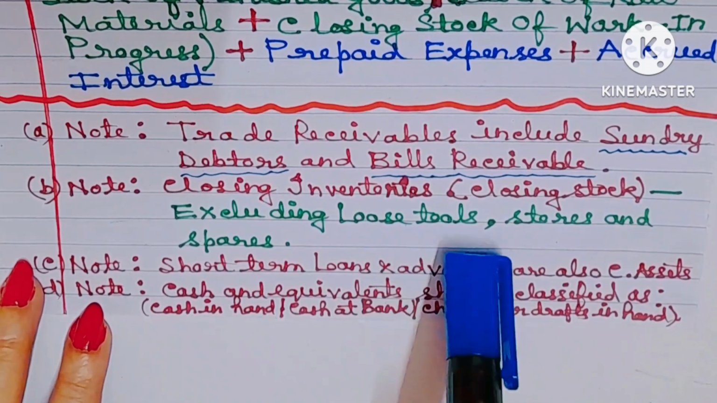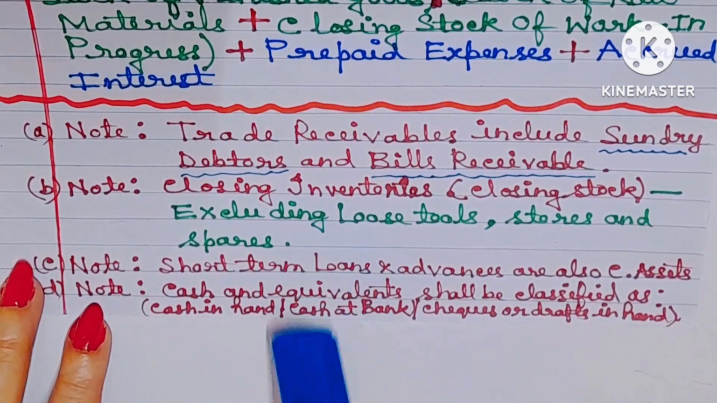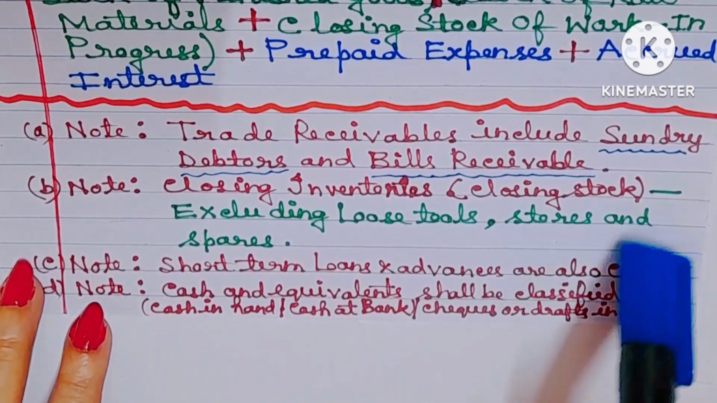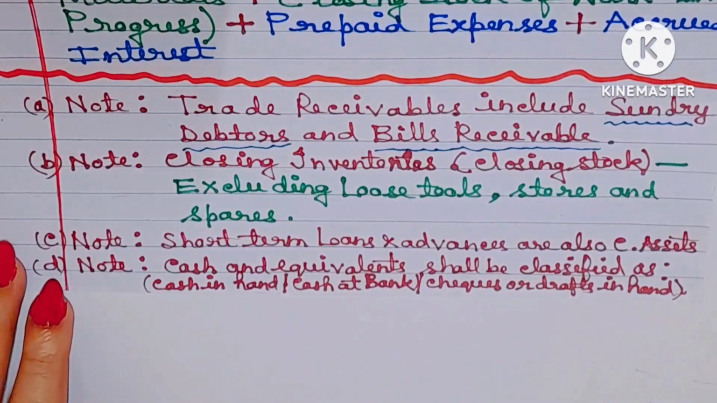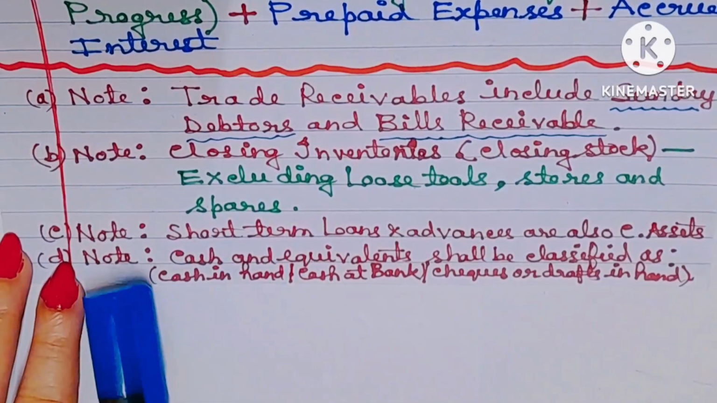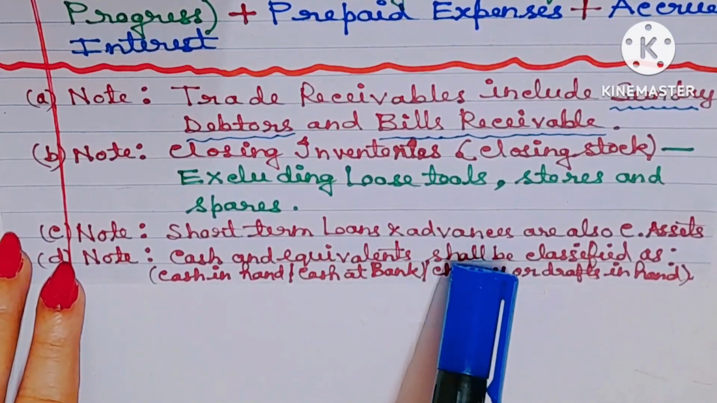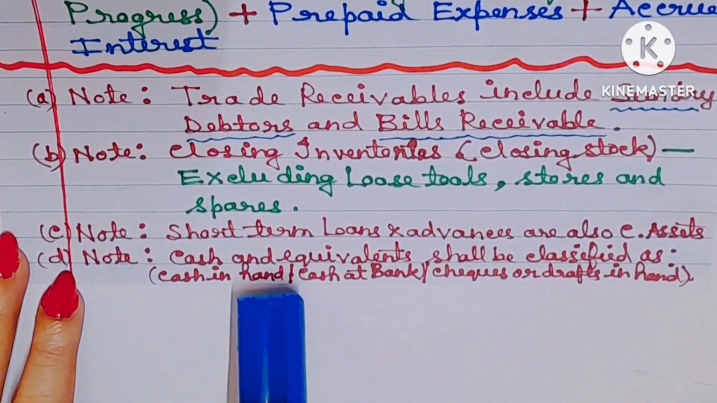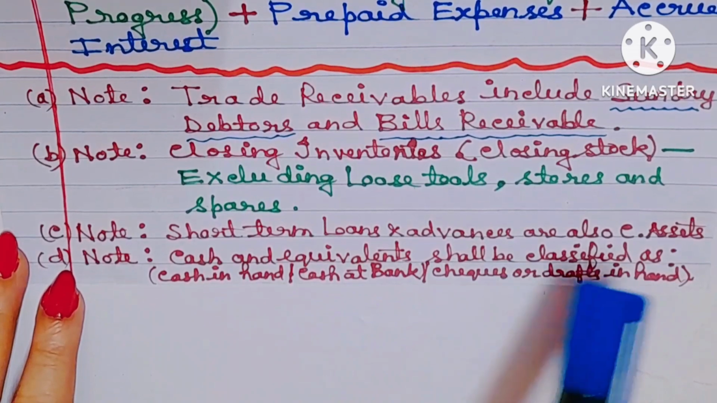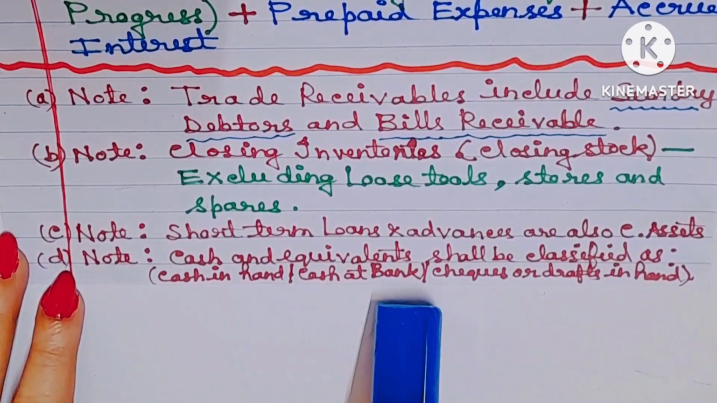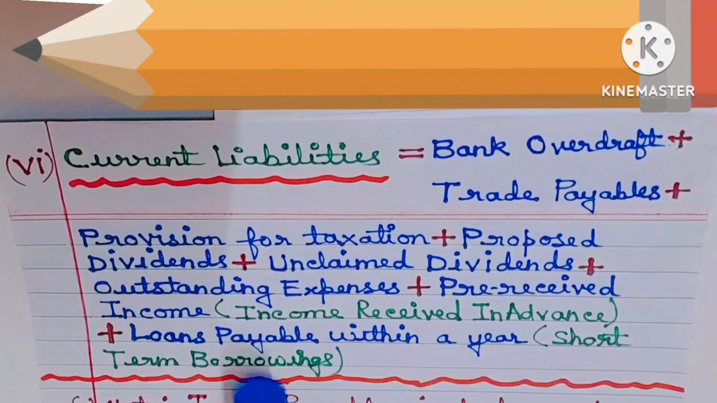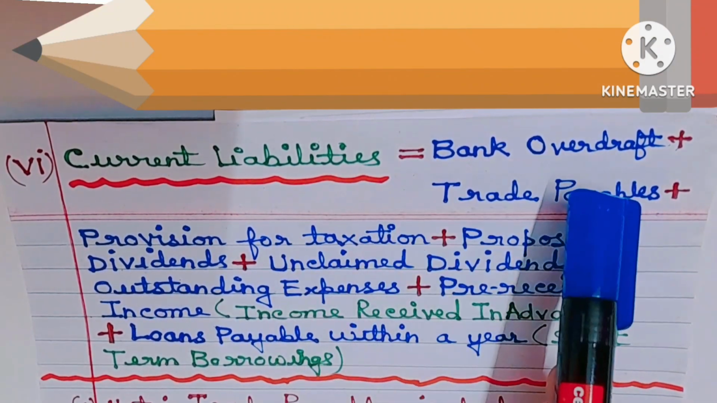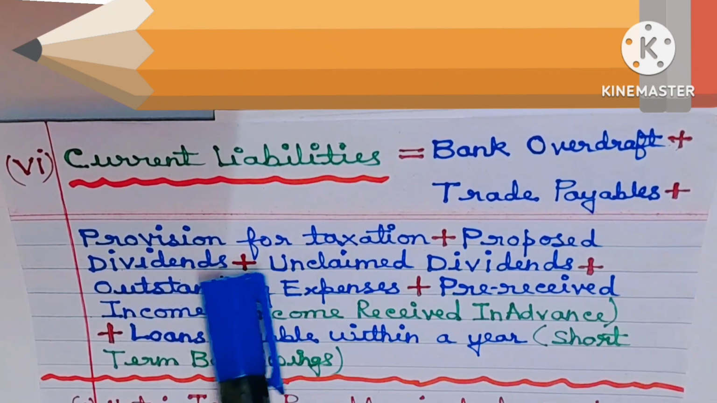And always exclude from closing stock or closing inventory loose tools, stores and spares. Okay? This is note number B. Note number C. Short-term loans and advances are also current assets. Note number D. Cash and equivalents shall be classified as cash in hand or cash at bank or checks or drafts in hand. Okay?